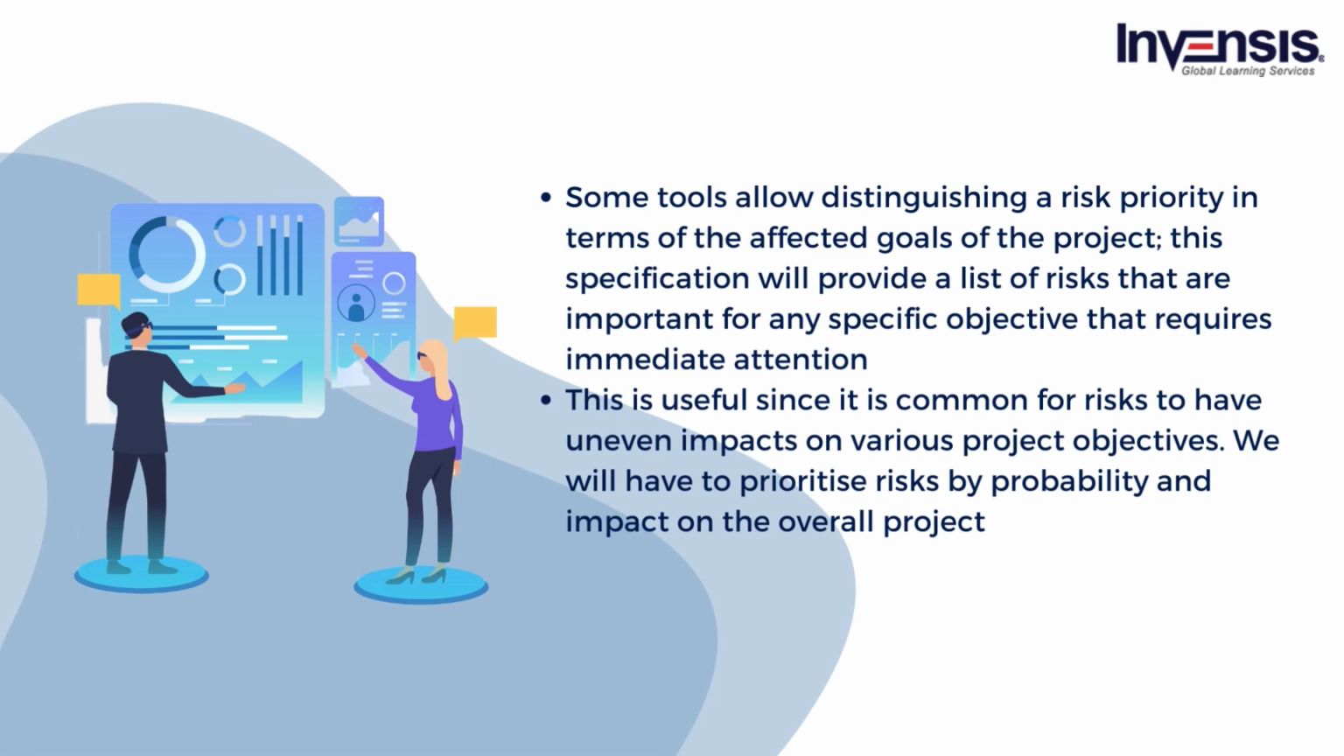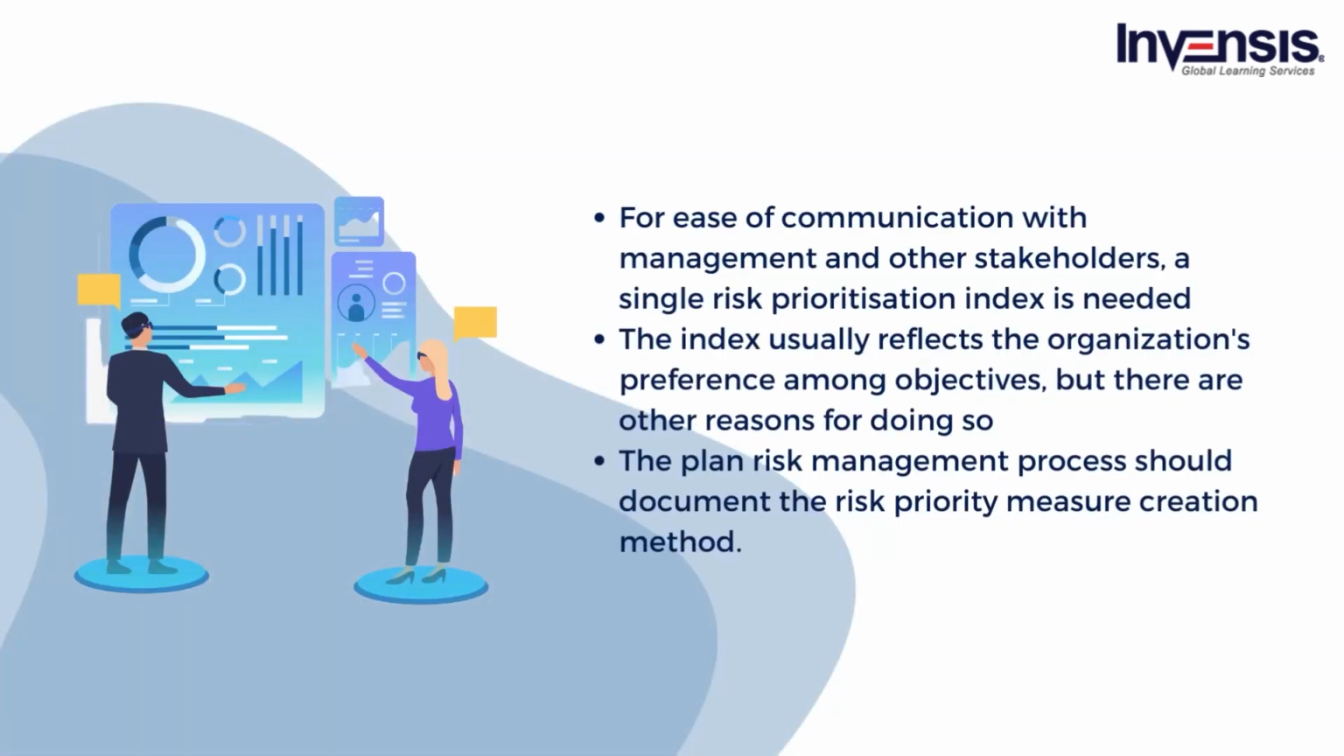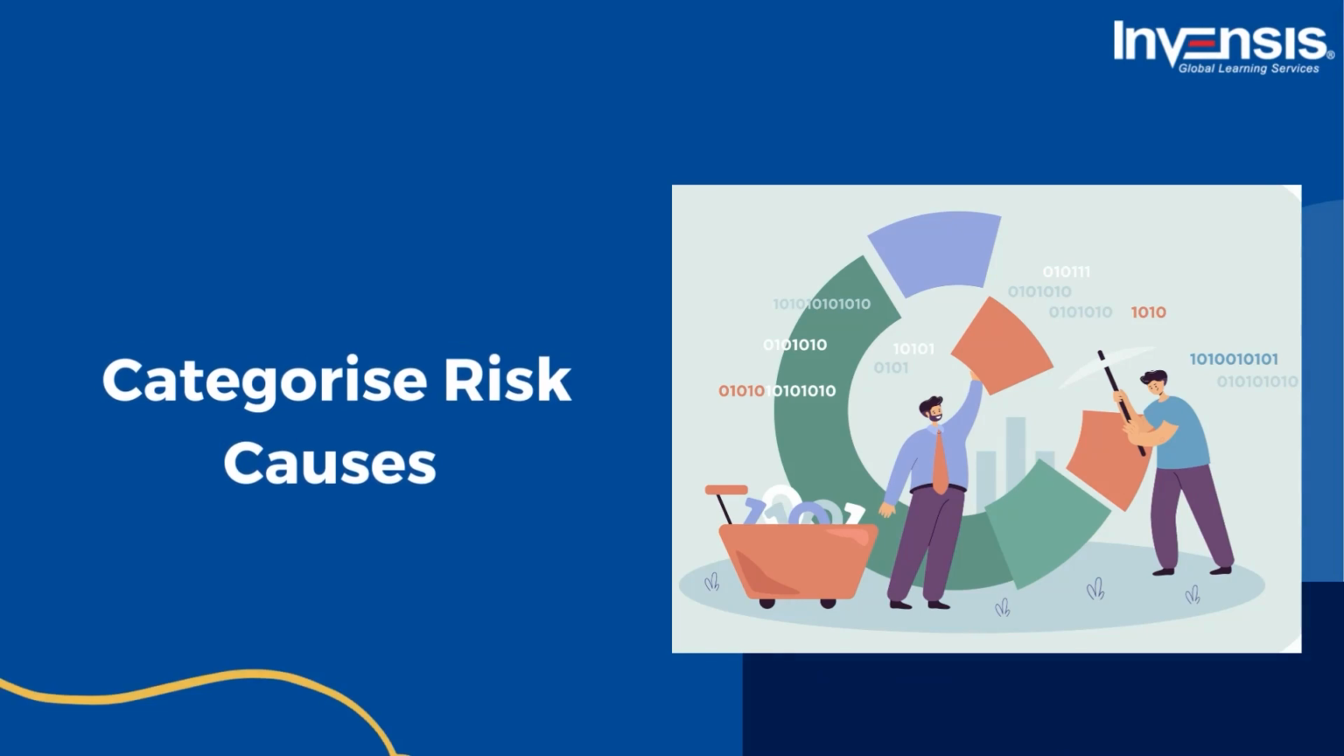We will have to prioritize risks by probability and impact on the overall project. There are several reasons for measuring a specific risk's importance to the entire project as contrasted with its importance to specific objectives. A common reason is for ease of communication with management and other stakeholders. When a single risk prioritization index is needed, the organization should be explicit about how that index is created. Usually the index reflects the organization's preference among objectives. The method used to create the risk priority measure should be well documented in the planned risk management process. In the next step, categorize risk causes.